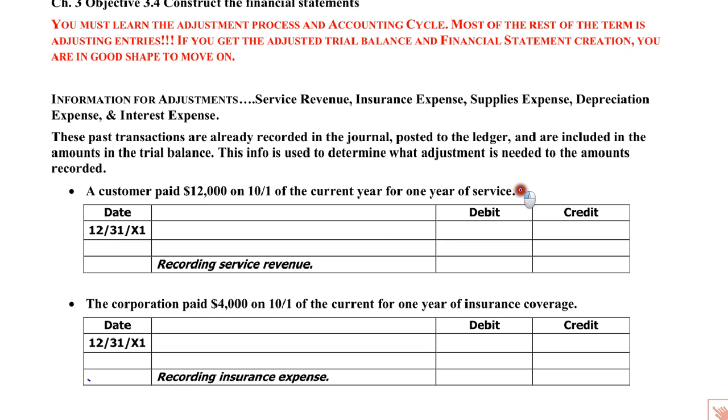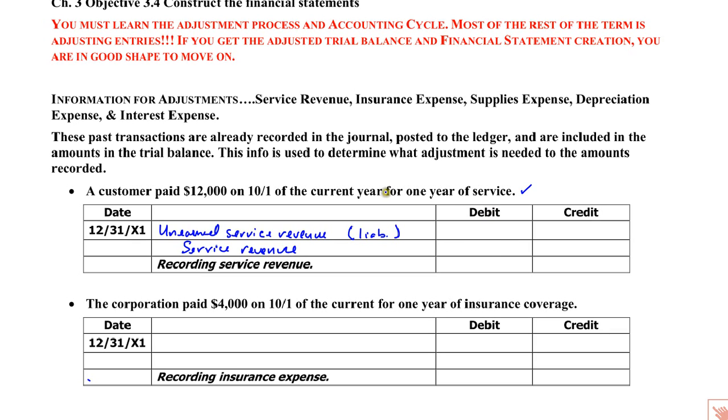For 1 year of service, the customer paid. So what's happening is we're going to recognize service revenue. And when they paid, we put it in a liability account called unearned service revenue. It's kind of weird that it's a liability, but it is. It means we still owe somebody some work.